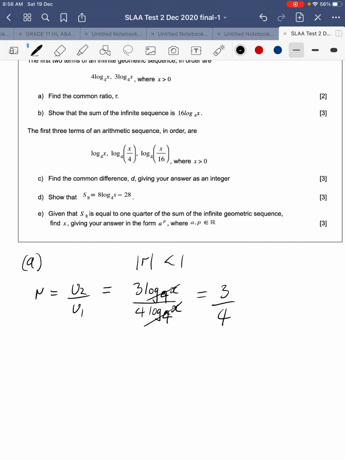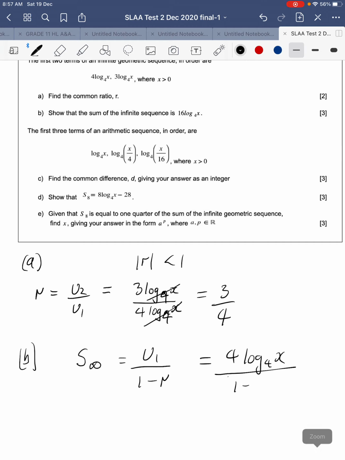Okay, so now infinite sum for part B. Again, the formula book has this stated. So you just reach for the formula book. You should really know this without too many problems. So u1 is 4 log to the base 4 of x divided by 1 minus 3/4, which equals 4 log to the base 4 of x divided by 1/4, which is indeed equal to 16 log to the base 4 of x.